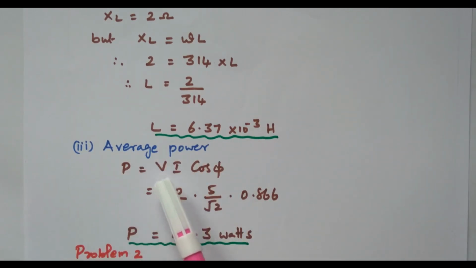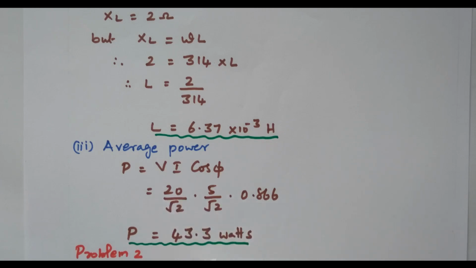Average power is VI cos phi. V is nothing but Vm by root 2. I is nothing but Im by root 2. Right? Vm, Im values are not given, so we calculated V is nothing but Vm by root 2, I is nothing but Im by root 2. Then cos phi, the power factor, is 0.866.